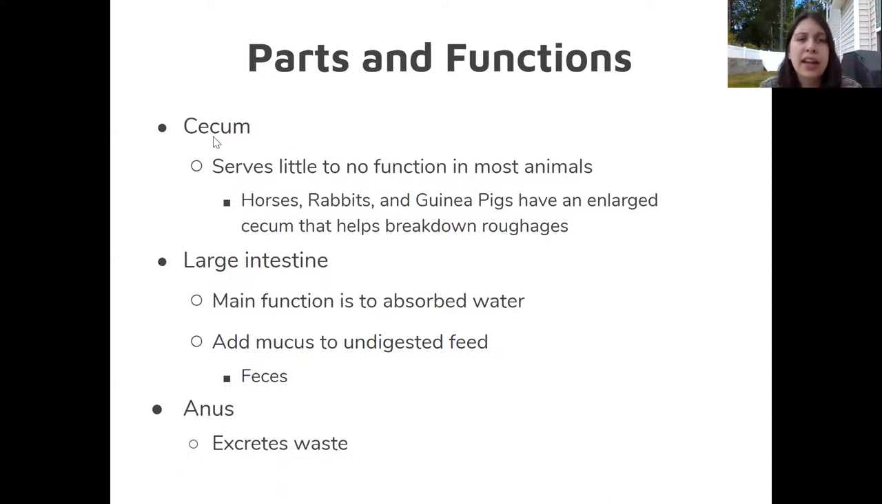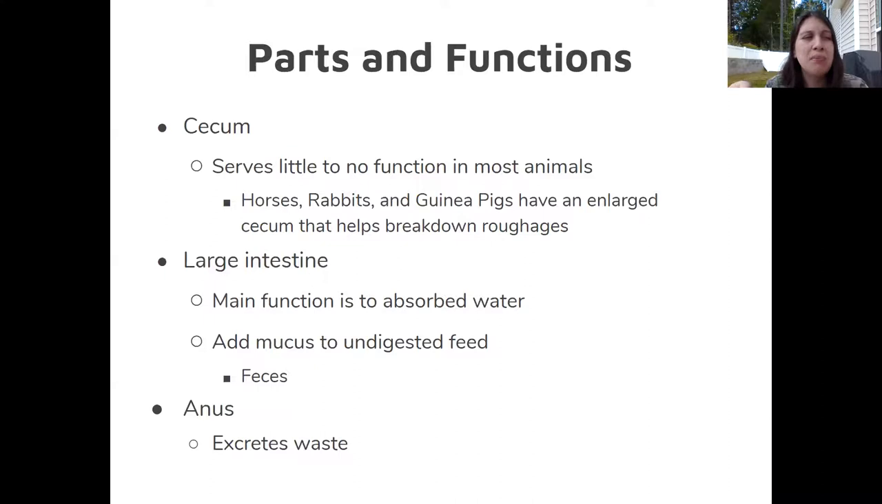In the cecum, simple stomached animals like people or dogs or pigs, and then ruminants like cows and sheep and goats don't really use their cecum. It's like this little organ that just hangs off in between the small intestine and the large intestine, and it's just kind of there. It's larger in animals like horses and rabbits and guinea pigs, and it helps them break down their roughages, because simple stomach animals like people and pigs and dogs don't eat roughages. We don't go around eating hay, cottonseed hulls, and raw corn.